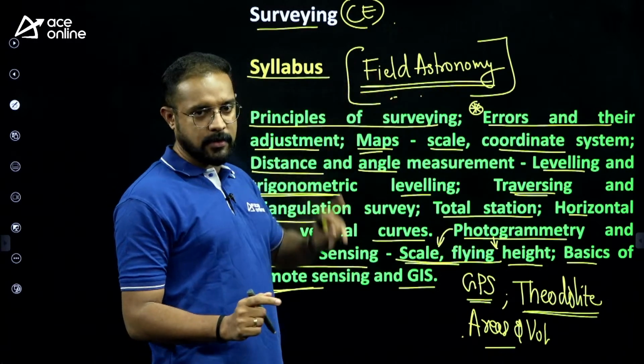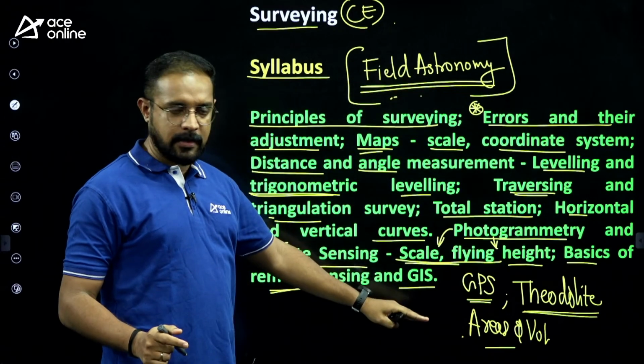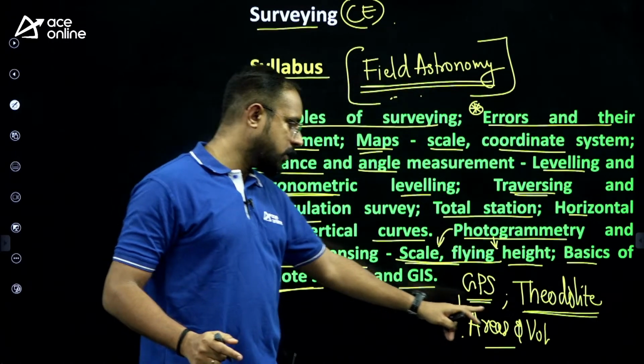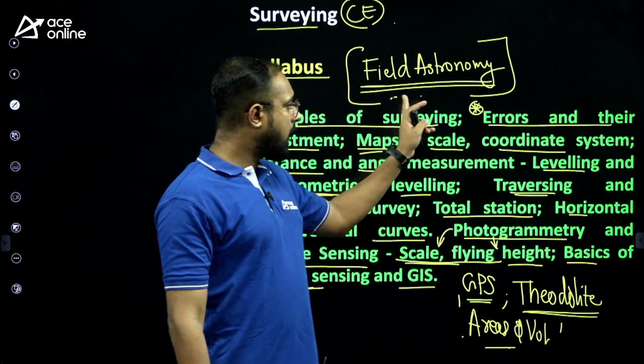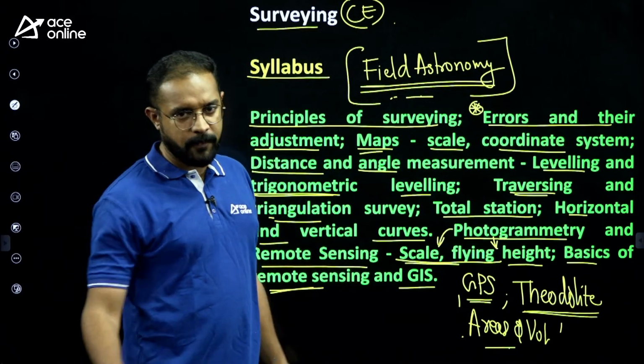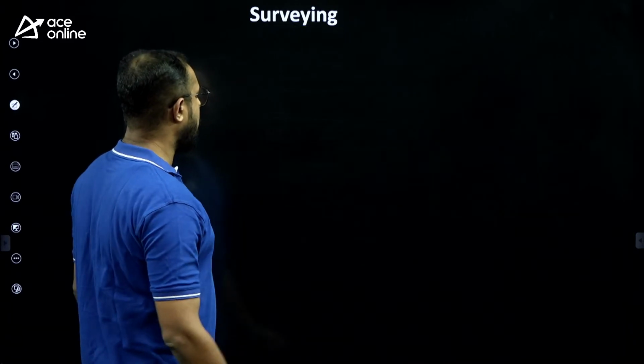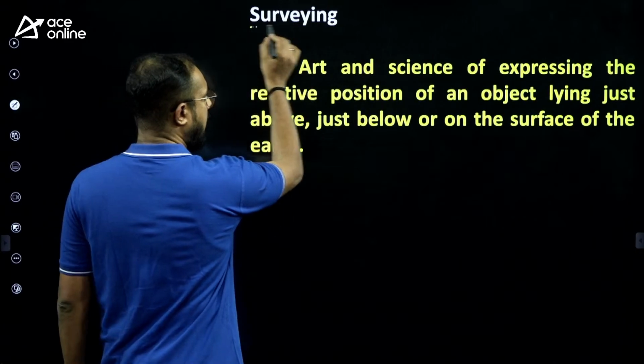Okay, it is only there for ESE. So for GATE and ESE, the syllabus is the same. In the ESE syllabus, they have mentioned GPS, they have mentioned theodolite, right, and they have mentioned areas and volumes. Apart from that, one extra topic is field astronomy. This is the syllabus. Now let us talk about the formal definition of surveying.